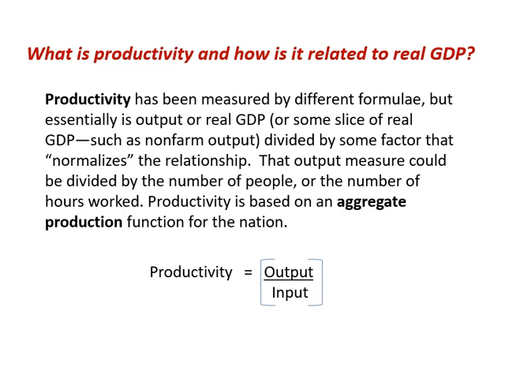Productivity has been measured by different formulas, but essentially as output or real GDP, or some slice of real GDP, such as non-farm output, divided by some factor that normalizes the relationship. That output measure could be divided by the number of people, or the number of hours worked. Productivity is based on an aggregate production function for the nation. Then productivity, which is that measure of productive efficiency, is calculated as output divided by some input.